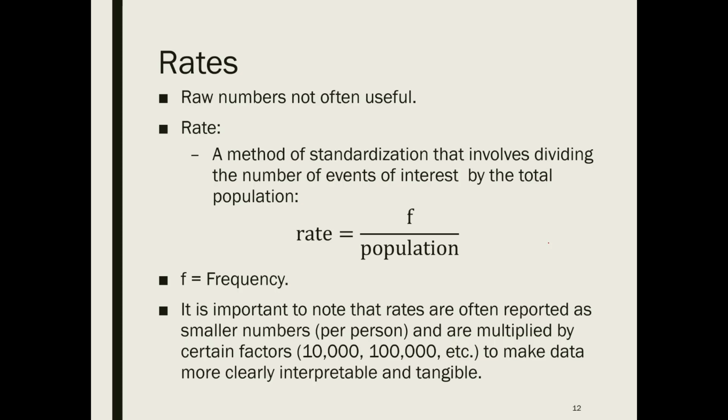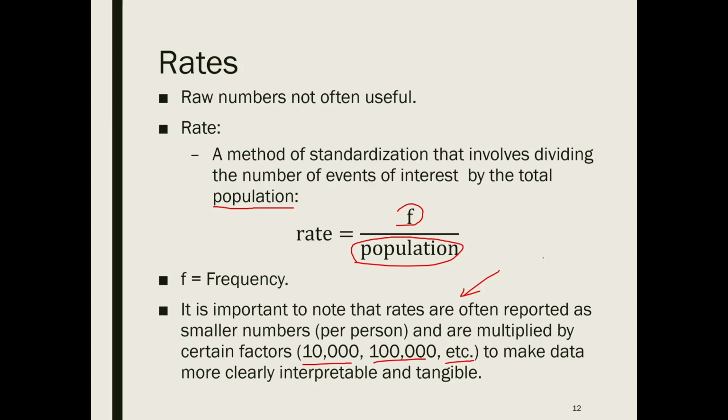Okay, rates. A rate is a method of standardizing that involves dividing the number of events by the total population. What we focus on is the frequency divided by the population. Most likely the frequency is so low, as this paragraph says, that when it's divided by the population, the number becomes super small. So the solution is that we always multiply by 10,000, 100,000, even 1 million to get a better interpretation of the rate.